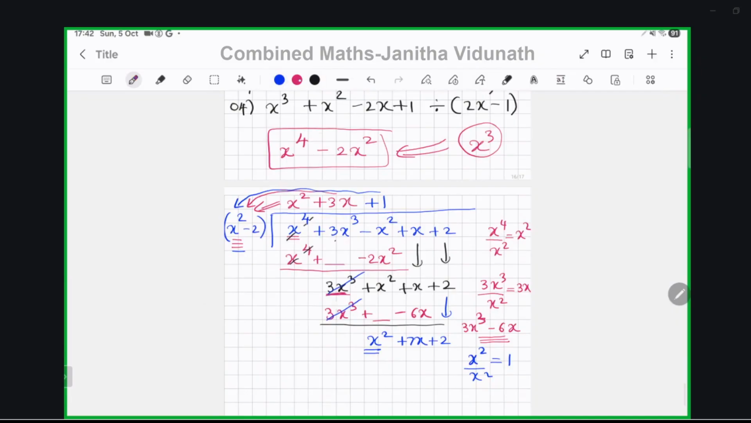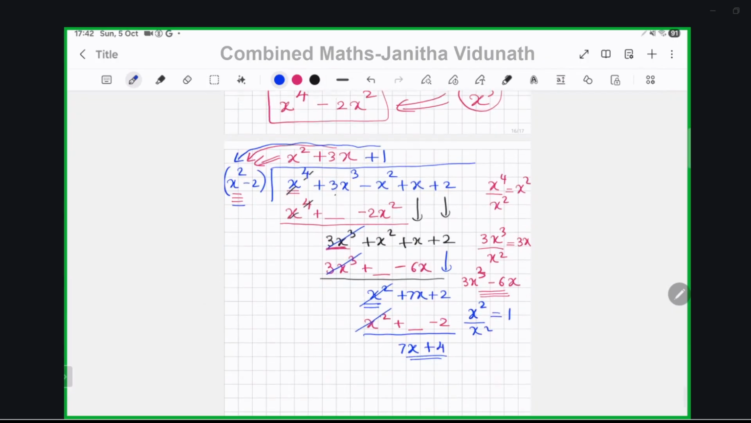Then we need to multiply it with the entire divisor. Then we will have x square minus 2. Here the middle term is missing. We keep a blank for that. Minus 2. Then we need to subtract those two terms. Then x square will cancel out. 7x remains and 2 minus 2 means plus 4. Then our quotient is x square plus 3x plus 1. Our remainder is 7x plus 4.